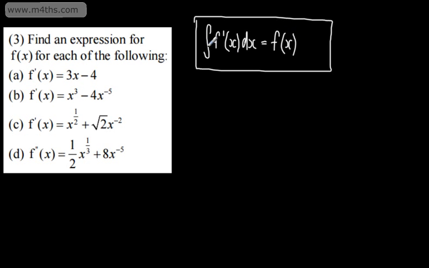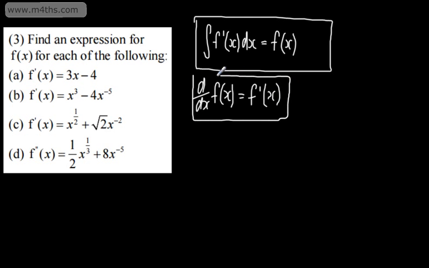So remember, if we do the derivative with respect to x of f of x, this is going to give us f dashed of x. So all we're doing is now reversing this process. We are looking now for the function that gave us this derivative. So what I can say then is that f of x will be equal to the integral now of 3x minus 4 with respect to x for question A.